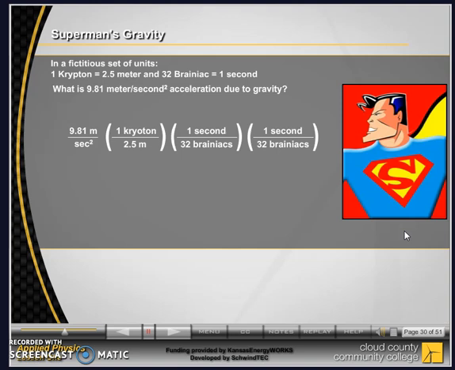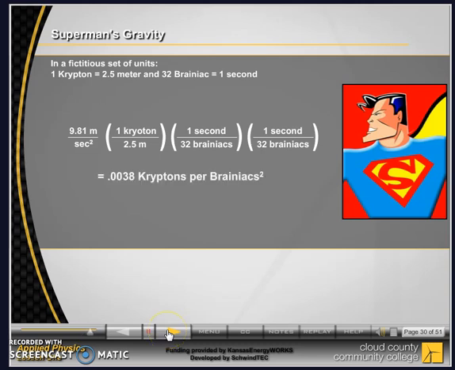The answer is 9.81 meters per second squared times 1 krypton per 2.5 meters times 1 second per 32 brainiacs times 1 second per 32 brainiacs equals 0.0038 kryptons per brainiac squared.